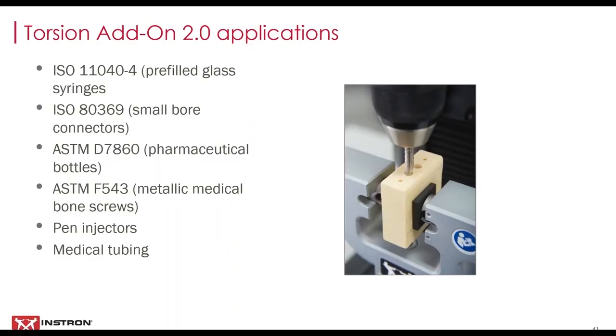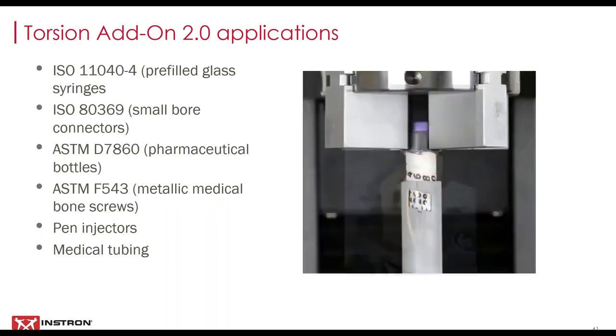Many of those, we could also run pen injectors as seen in the video, and medical tubing is also a common application for which the torsion add-on is used. As I mentioned, many of these tests also have axial components. So the torsion add-on provides the ability to test both the axial and torsion components specified by these standards on one system. This is only a subset of the testing possible with a torsion add-on. Many other applications can be performed with the right fixturing.